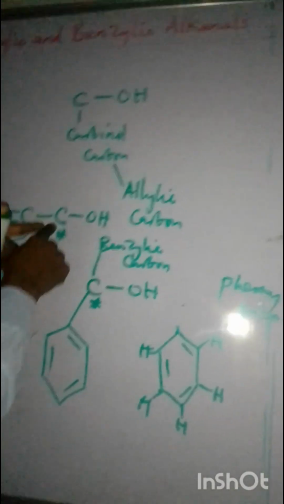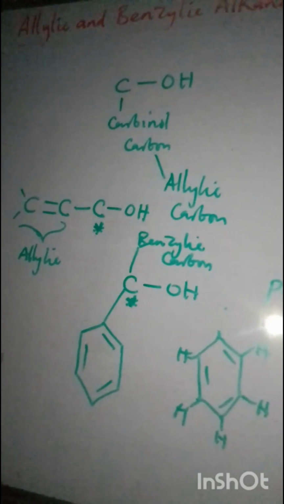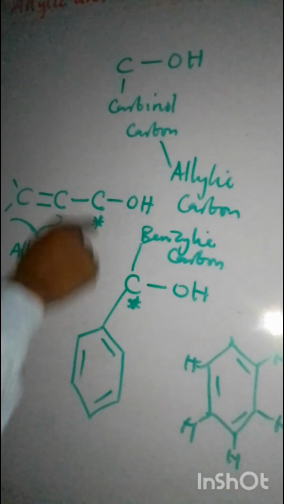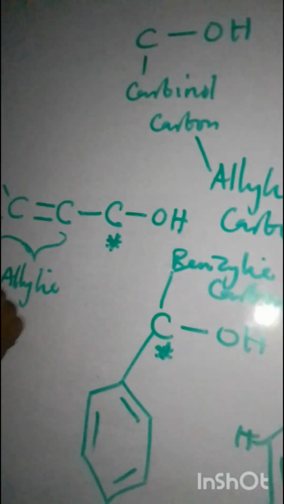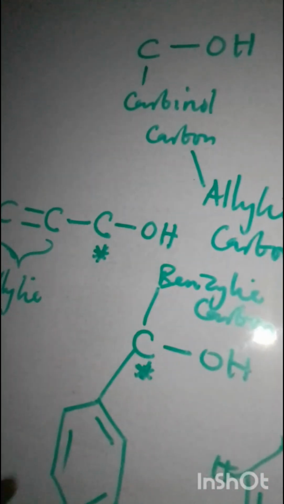So just look at this very well. Any carbon that is bonded to OH and bonded to an allylic group, that carbon is called the allylic carbon, and therefore the compound is called an allylic alkanol. So let's look at some examples of allylic alkanols.